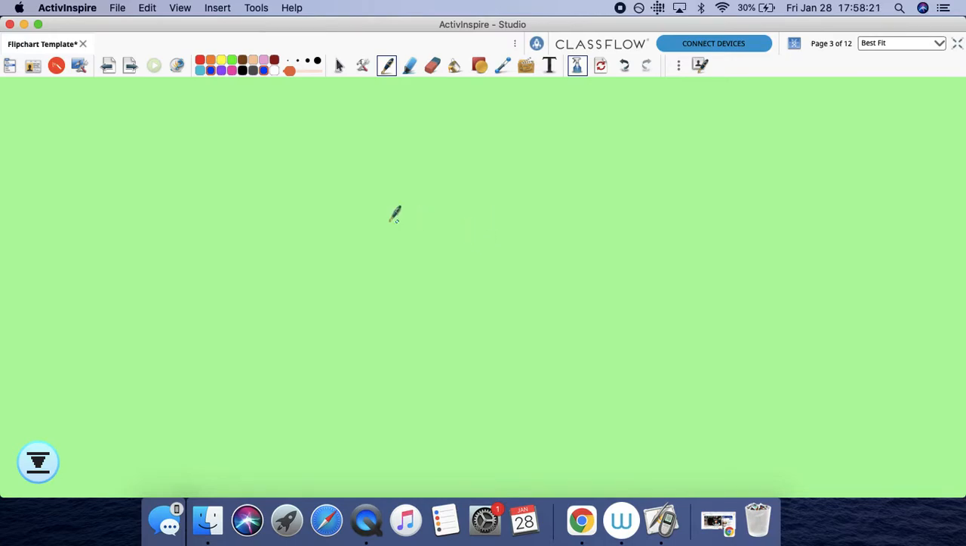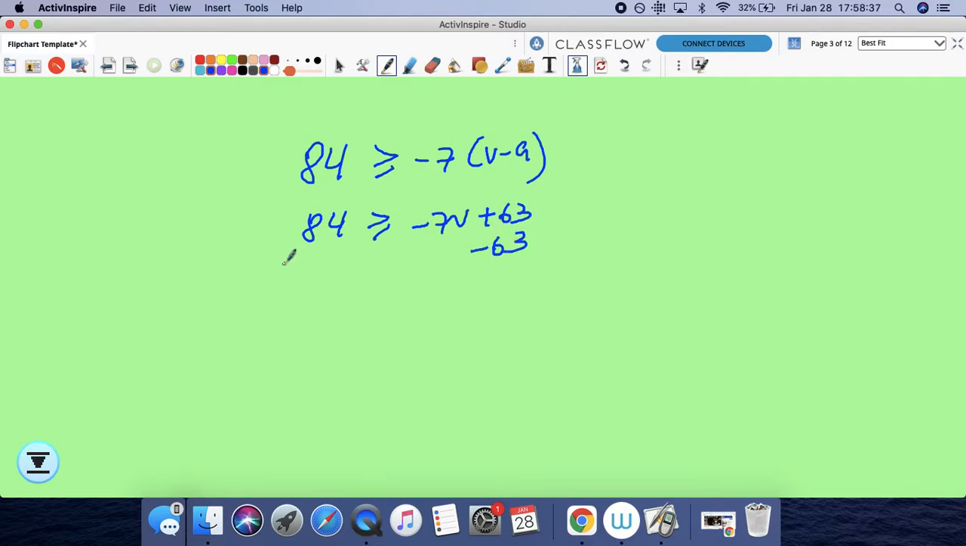21? What did I just do? 21 and 23. Okay, 21: 84 is greater or equal to negative 7 times (v minus 9). So 84 is greater or equal to negative 7v plus 63. We're going to subtract 63 from each side, and we get 21 greater or equal to negative 7v. Divide both sides by negative 7.